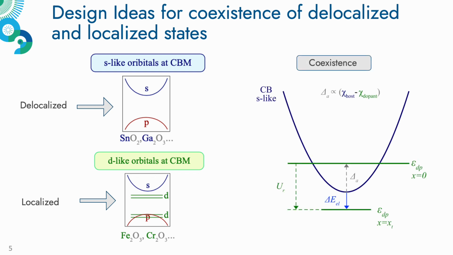The special thing in our work is that usually people dope to get more free carriers, but here we dope a localized component. We use materials that have s-like orbitals as host materials to provide the dispersive CBM, and transition metal cations as a dopant to introduce the localized state. And we use electronegativity as a guide to place the dopant level above the CBM.